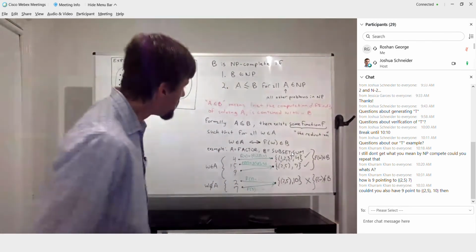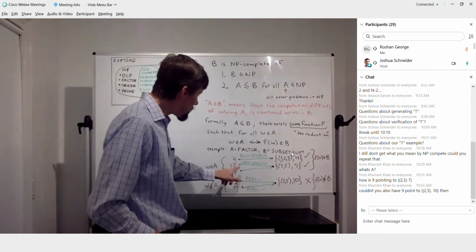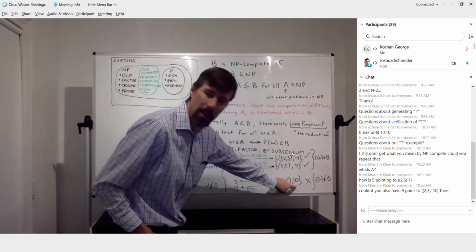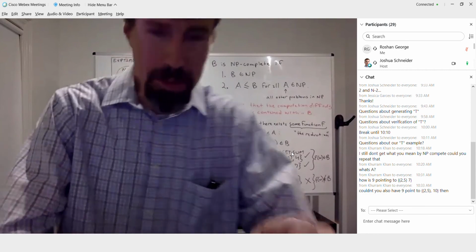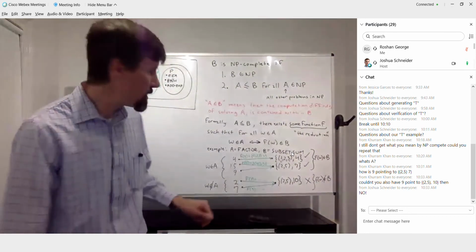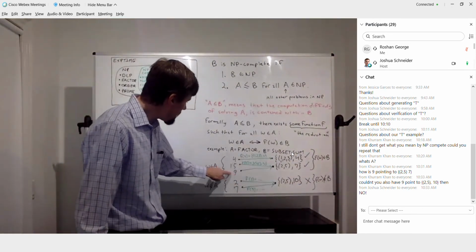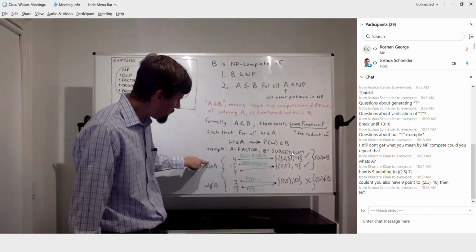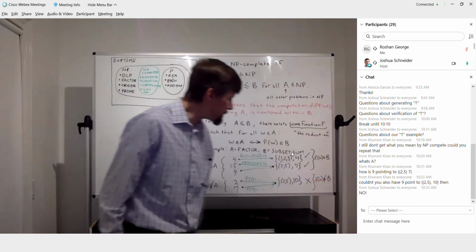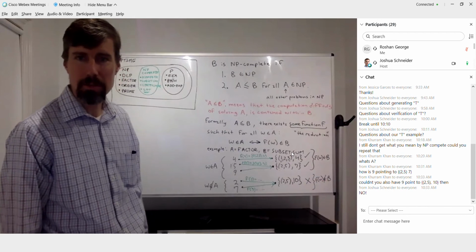Yes. So in other words, I can't point this 9 to 2, 5, 10, right? So I'll put a big no. No, you can't point 9 to 2, 5, 10. The reason is 9 is in the language A, but 2, 5, 10 is not in the language of subset sum. It's not in B, right?